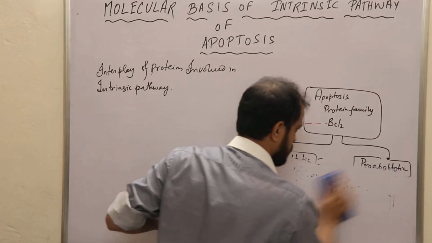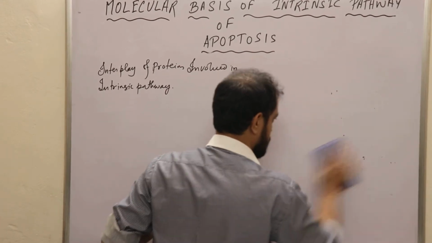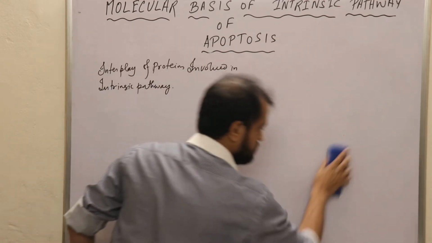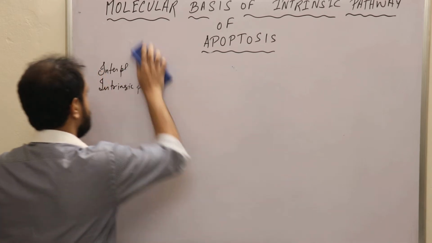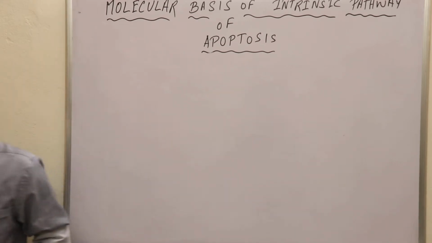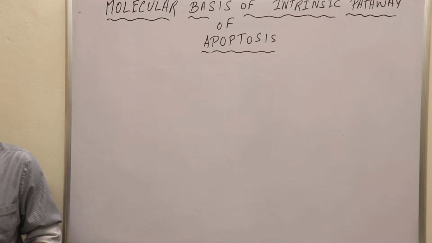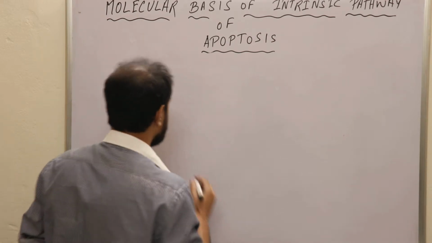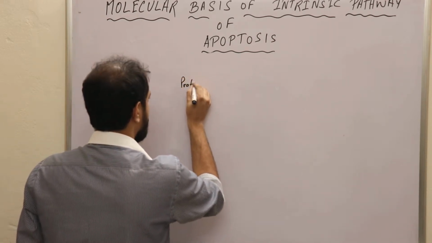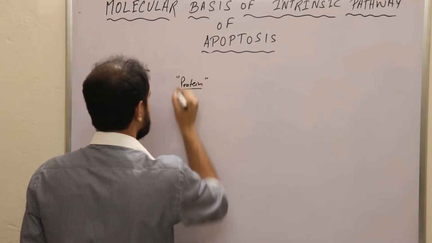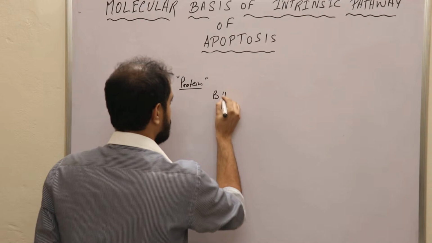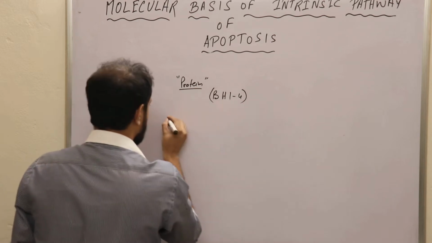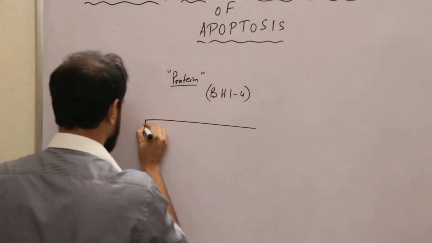Oh, one thing I forgot to tell you people, listen. There is very important information regarding these proteins. I forgot to mention that. It's very lucid, very easy information, but it's very useful. You know that proteins involved in apoptosis are known by the name of BH1 to 4 domain proteins. Why? Because I am drawing these 4.